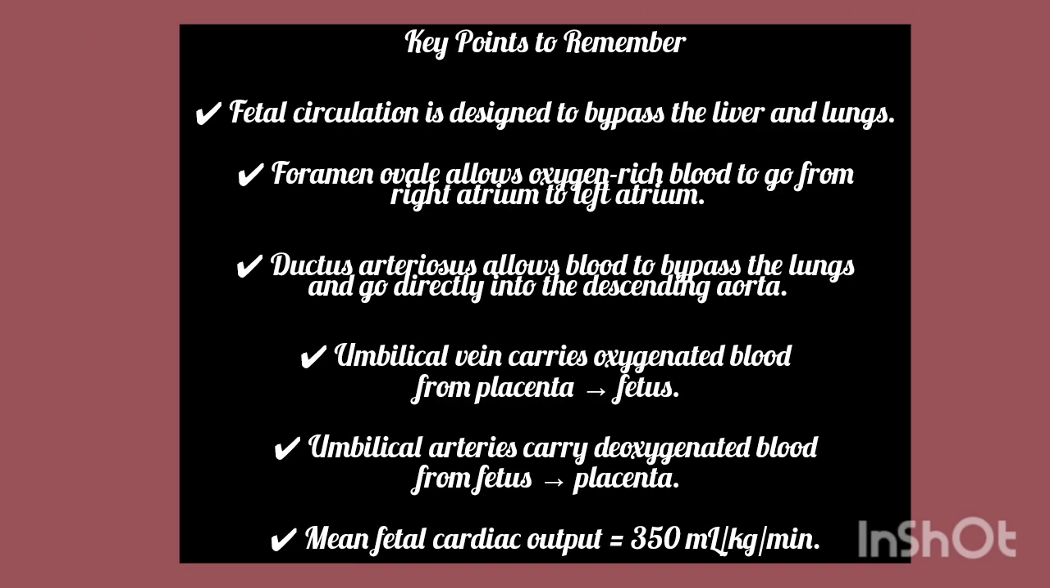Key points to remember. Fetal circulation is designed to bypass the liver and lungs. Foramen ovale allows oxygen-rich blood to go from right atrium to left atrium. Ductus arteriosus allows blood to bypass the lungs and go directly into the descending aorta. Umbilical vein carries oxygenated blood from placenta to fetus. Umbilical arteries carry deoxygenated blood from fetus to placenta. Mean fetal cardiac output equals 350 milliliters per kilogram per minute.